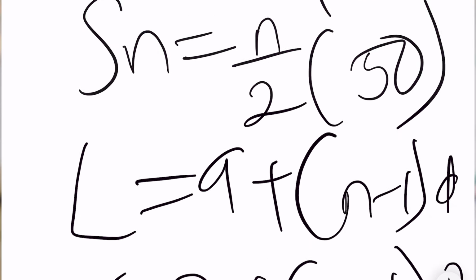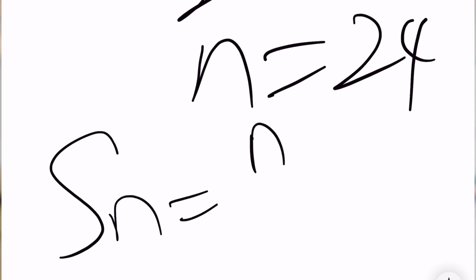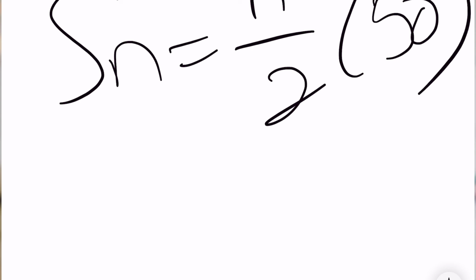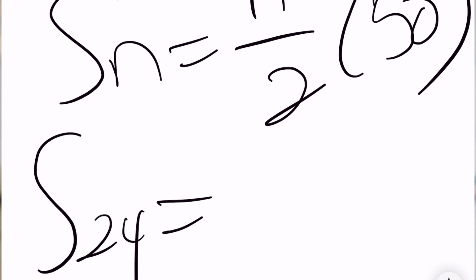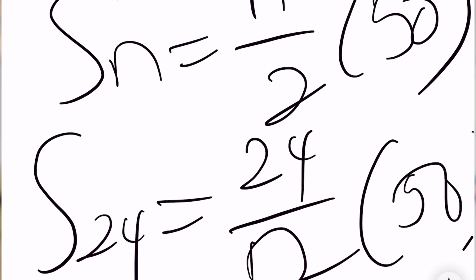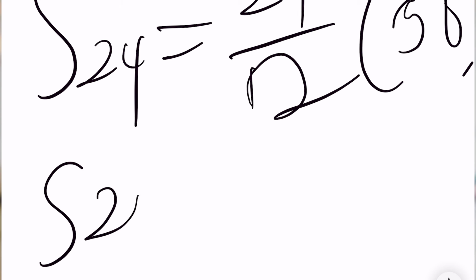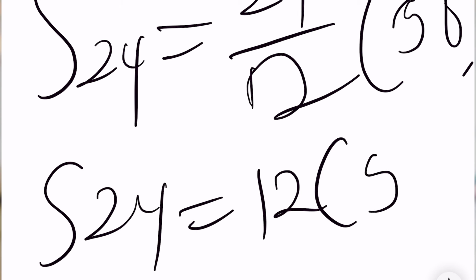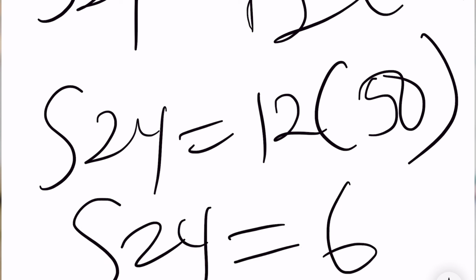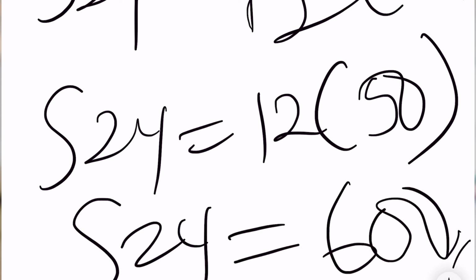So our equation, Sn equals n over 2 into bracket 50, now becomes S24 equals 24 over 2 into bracket 50. So S24 will be 12 times 50, and we have our S24 to be 600. So we have solved using the two formulas for the sum of terms of an AP.